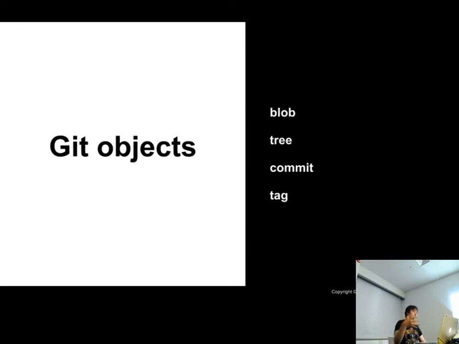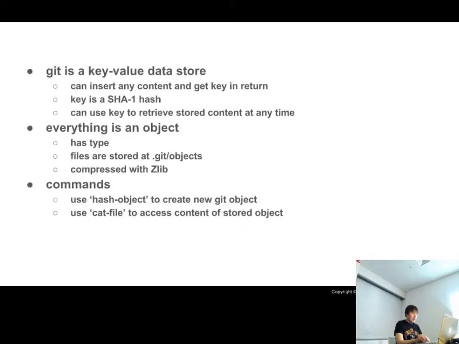Actually, Git has 4 types of objects that it can store. It's blob, tree, commit, and a special kind of object, the tag. I will not be mentioning tag because you need to know references for this, like branches and so on. So in this case, I will omit tag for now.